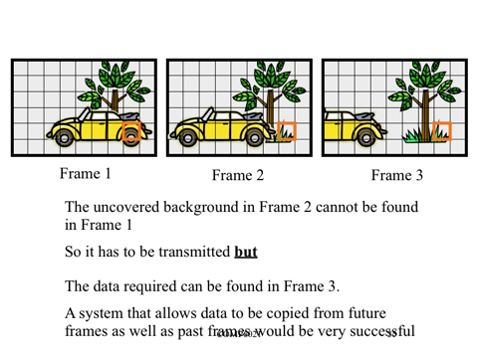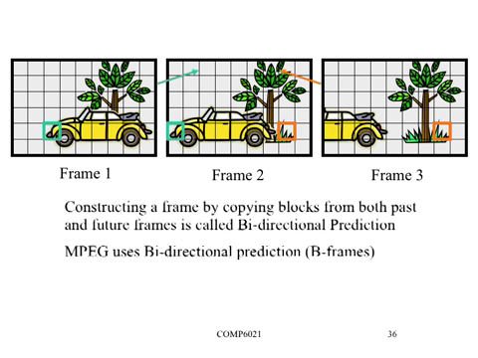And you could see how successful that might be. Most of the information is going to be there, even uncovered backgrounds. My arrows now are all over the shop. So frame 2 is going to use parts of frame 1. You can see there the green block in frame 2 is copied from a part of frame 1. But the orange block in frame 2 is going to be copied from a part of frame 3.